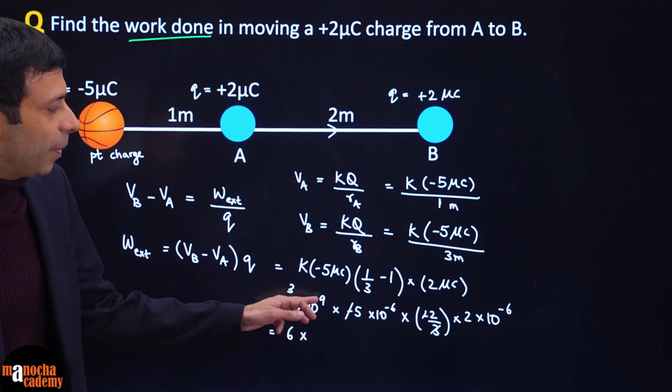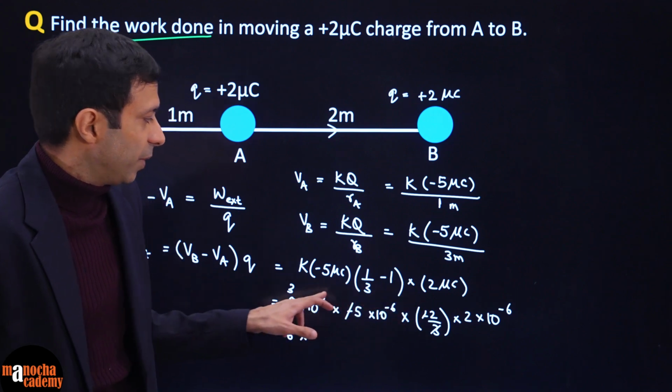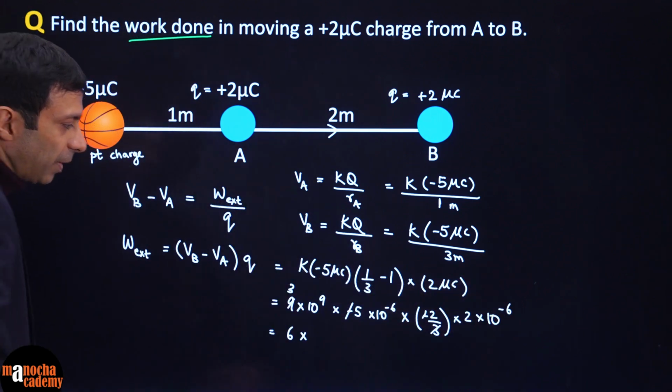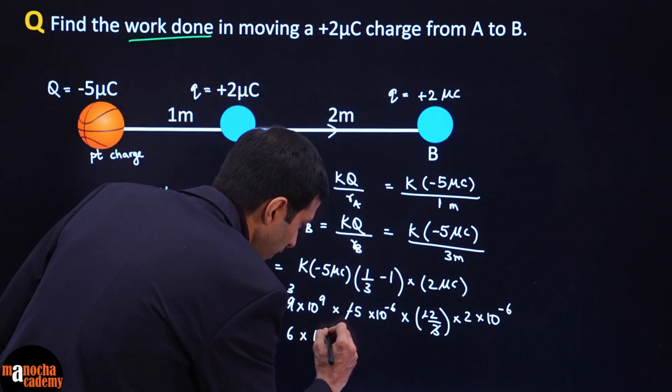And what do we have? 10 to the power 9. And this 5 and 2 give me a 10 to the power 10. And 10 to the power minus 12. So please check my calculations. I think you should get 10 to the power minus 2.